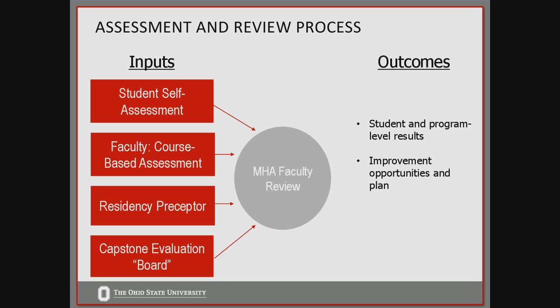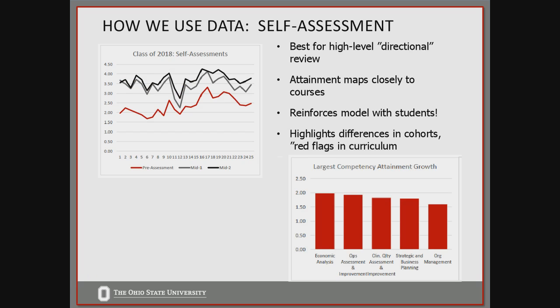You can see on the slide here, I've highlighted 4 different, what I'm calling inputs. These are different ways that we assess our students' competency attainment. Those are fed into a very structured faculty review process. And we use the data every year to improve our program at the program level, but also then to drive student improvement. So I'm going to talk through each of the 4 different inputs, and then I'll also talk a little bit about our review process.